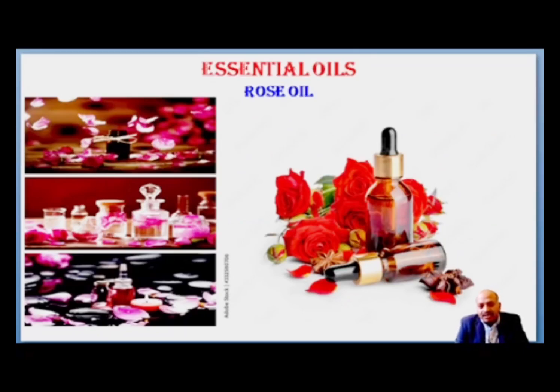You can see the picture very clearly. Rose petals are there in the left side picture. From those rose petals, we can see different types of petals. Pink color petals are there. Dark red color petals are there. So whatever may be the rose, different types of roses, the rose oil can be obtained by the following methods. You can see the picture clearly. On the right side, we can see the red color roses and its essential oils in the bottles.